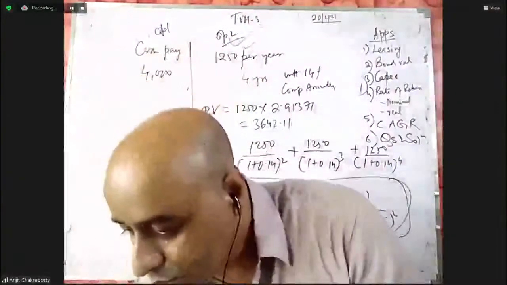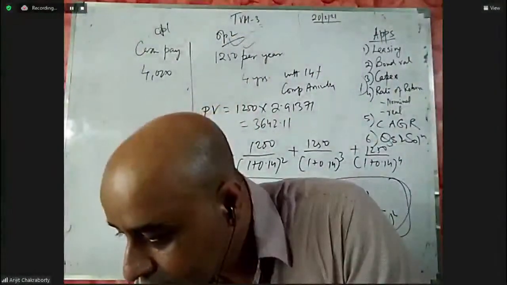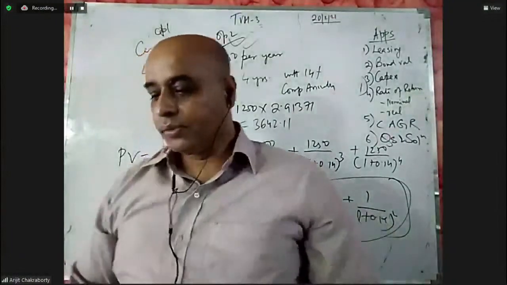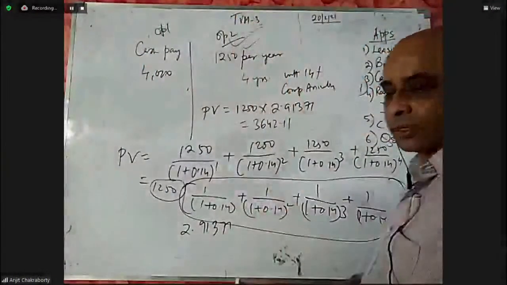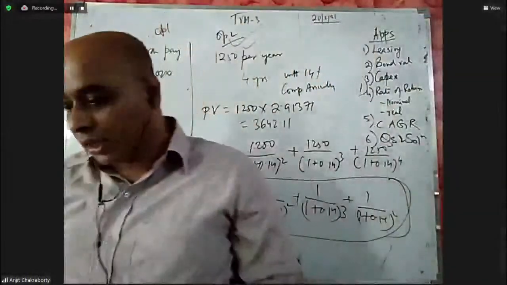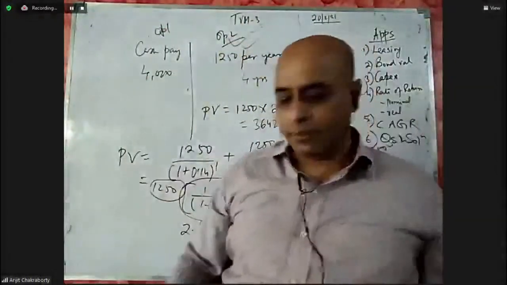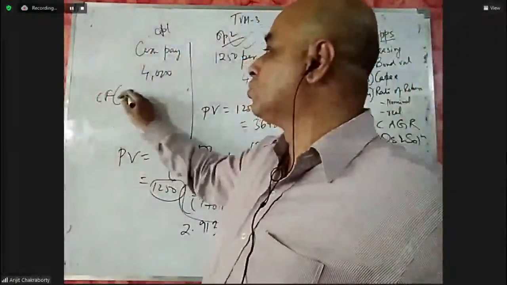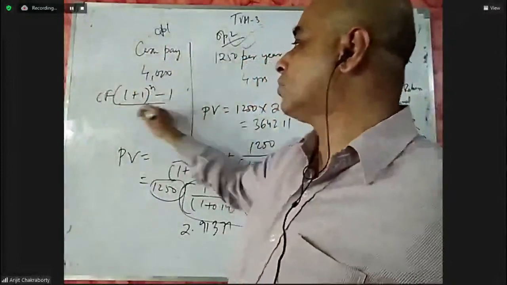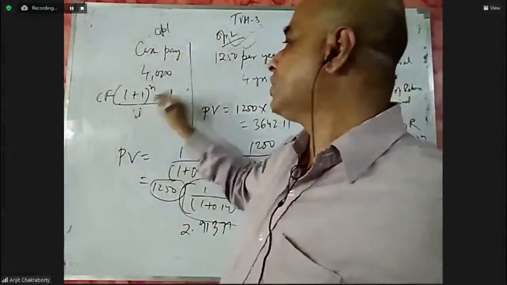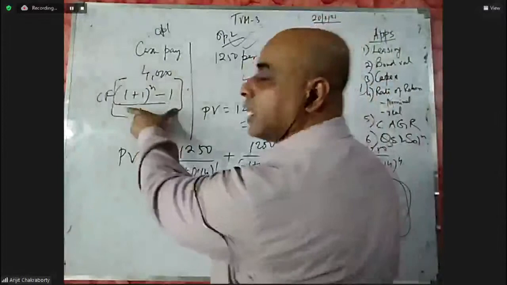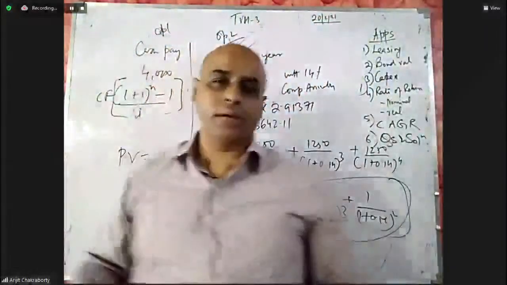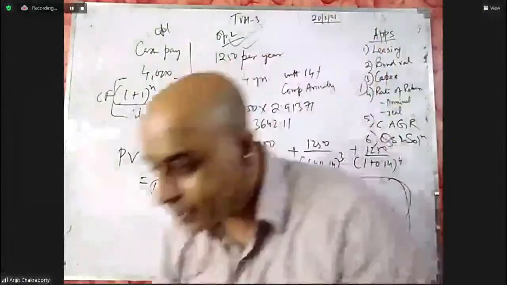This is how we solve these problems and get the entire solution done. Shreya is asking how to calculate the annuity factor. The annuity factor will be given. Basically, in case of annuity, cash flow into ((1 plus i) to the power n minus 1) by i. This part is the annuity factor. In many of the problems it is given. Otherwise, you have to calculate. No other way.